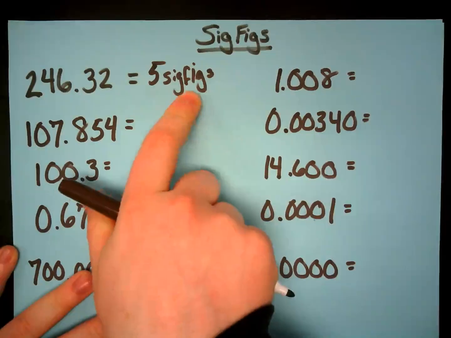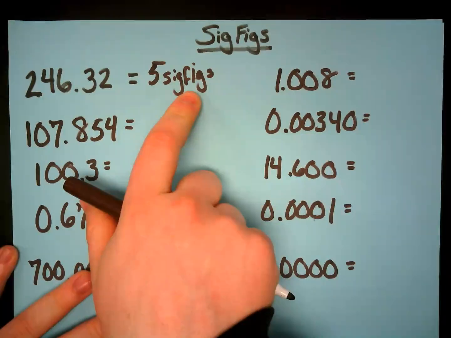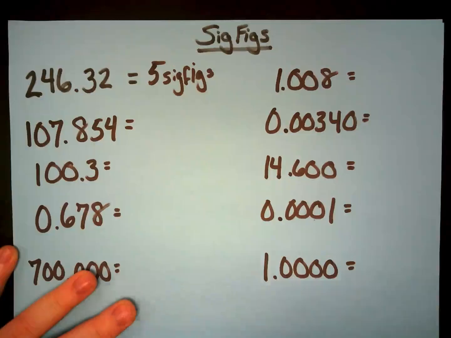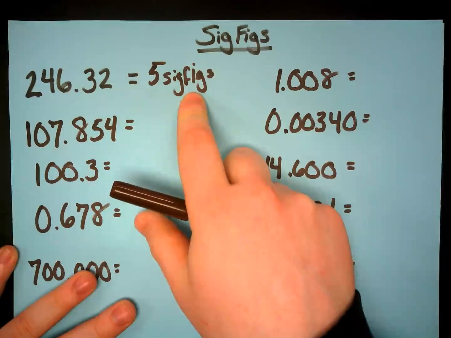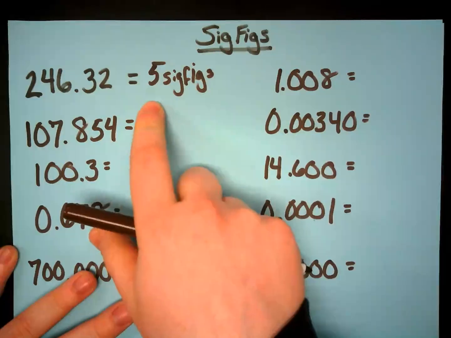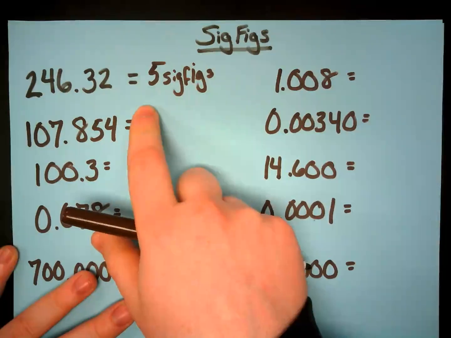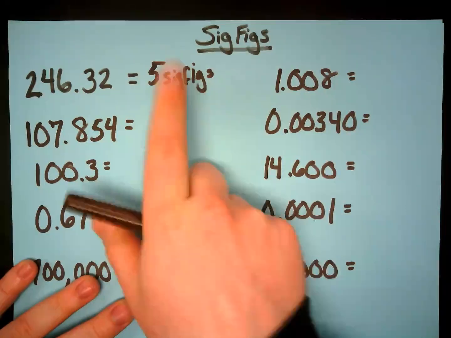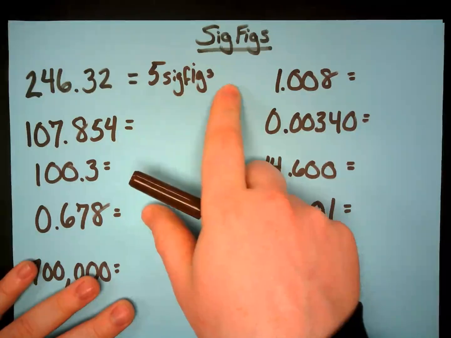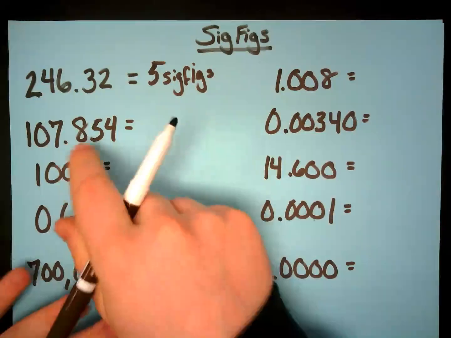Now, just real quick, if the question is how many sig figs are in this number, you don't have to write sig figs at the end. It's not like some sort of units. If you just put 5, that's fine. There won't be any assignment where I ask you to write the number and then sig figs at the end. That's silly. Okay.